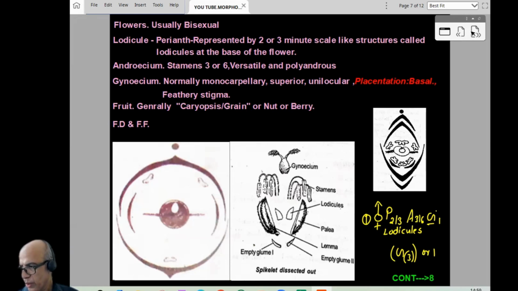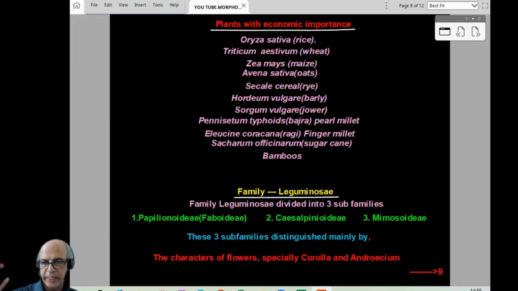Now we can proceed to plants with economic importance. A big list is there. I just wrote some important items we are regularly consuming. Oryza sativa, rice; Triticum aestivum, wheat; maize; Avena sativa, oats; Secale cereale, rye; Hordeum vulgare, barley; Sorghum vulgare, jowar; Pennisetum typhoides, bajra, otherwise called pearl millet. Eleusine coracana is called ragi or finger millet. Saccharum officinarum, otherwise called sugarcane. And after that, bamboos will be there. So Saccharum belongs to this Gramineae. It's a big family. Compositae also a big family.